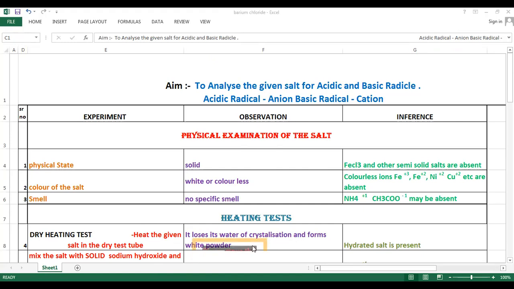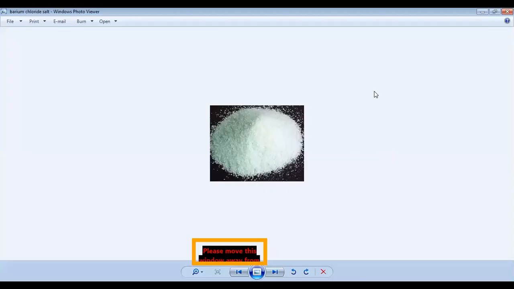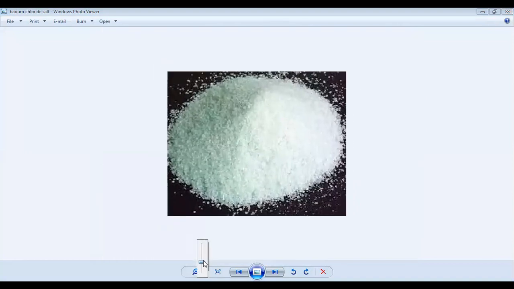Let's have a look at the salt which is given to us today. The salt given to us today looks like this. Please have a look at the salt. The salt is solid, crystalline. The salt has no particular color, so we can either write colorless or white color. I hope you have observed the salt well.